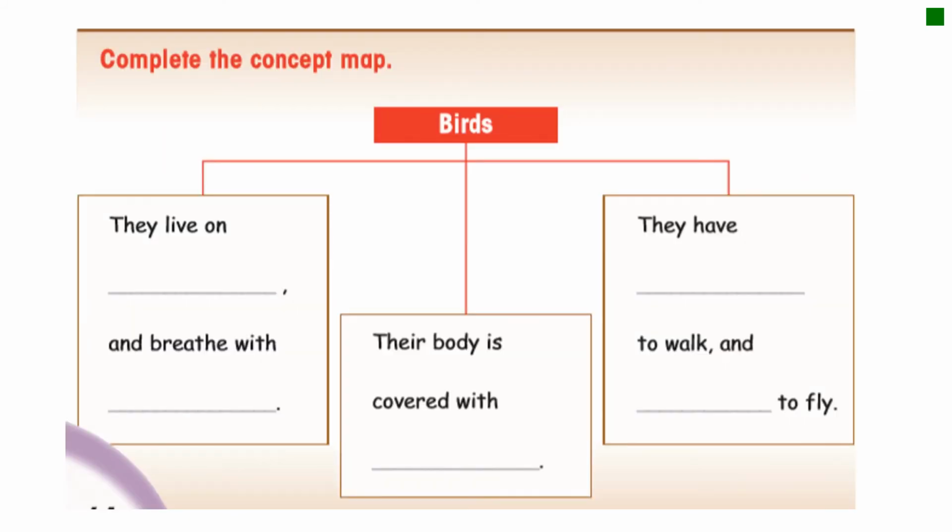Let us complete this map. Birds, what do you know about birds? They live on land. They breathe with their lungs. Their body is covered with feathers. So these animals, they have legs to walk, and to fly, they have wings.